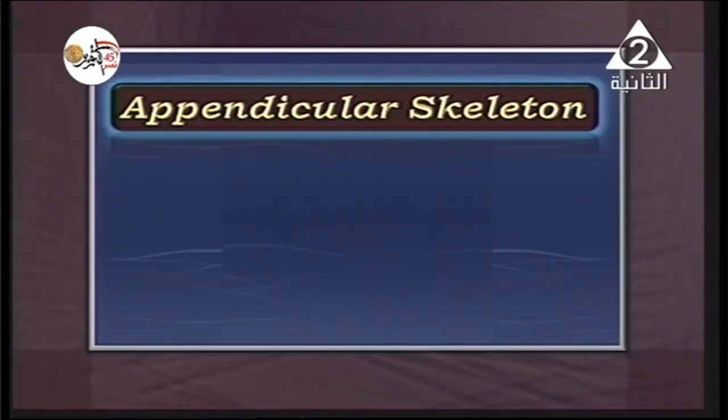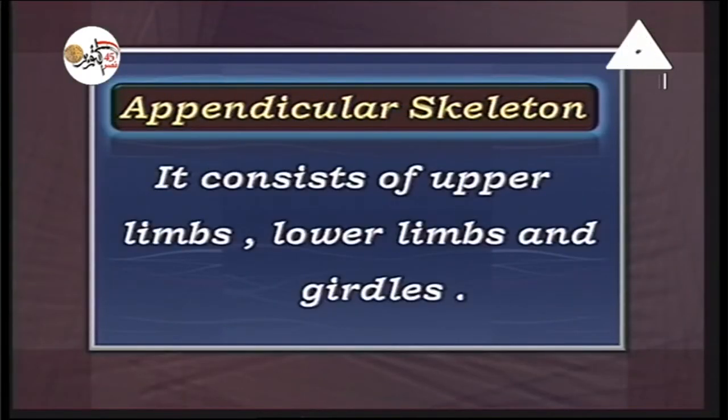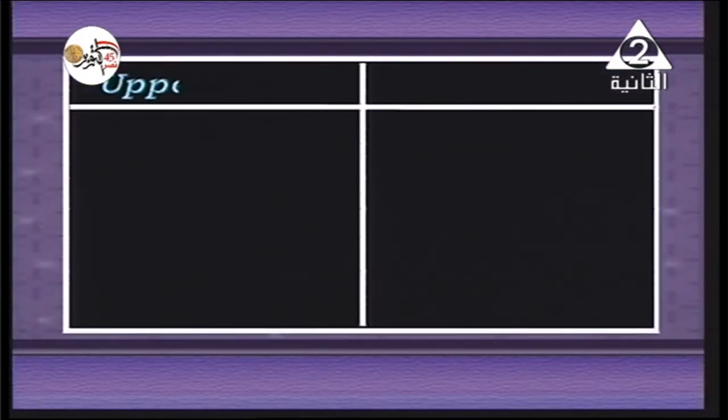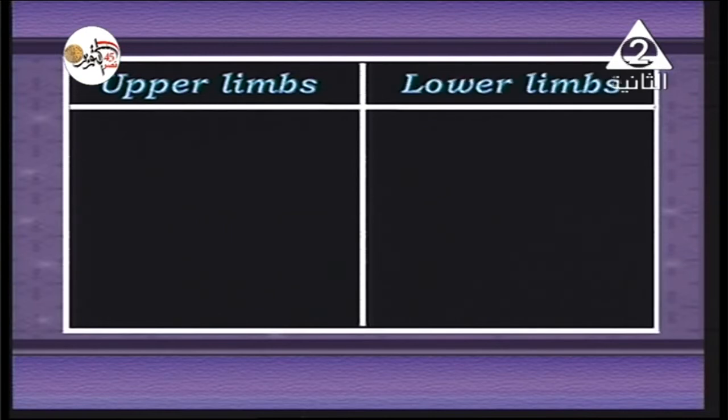Let's show that. The appendicular skeleton consists of upper limbs, lower limbs, and girdles. Right now, I'm going to compare between the pectoral girdle and the pelvic girdle. Each one of you, I need you to pick your pen and paper and please write this comparison.